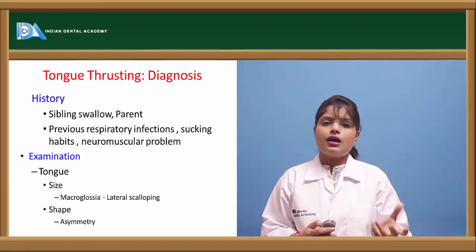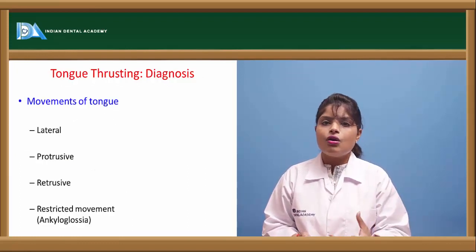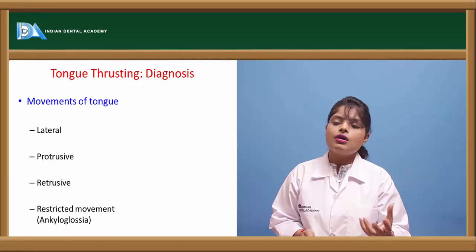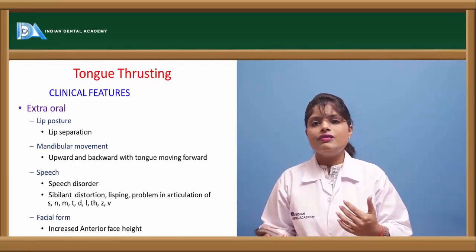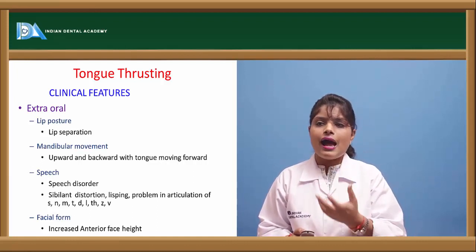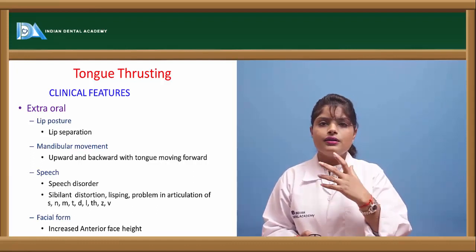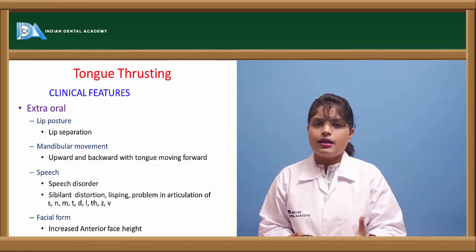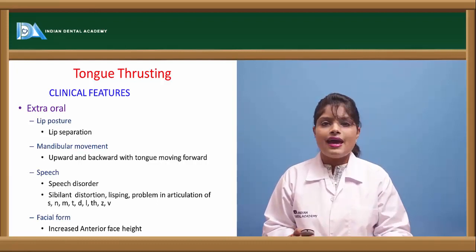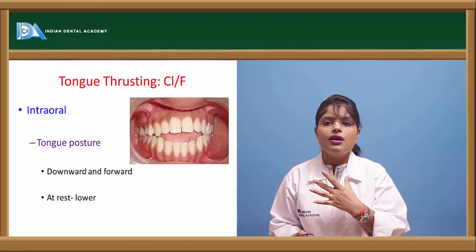So, on examination, the tongue may have lateral indentations, may be hypertrophic, may be excessively big. There will be macroglossia in the tongue, and anterior, forward, lateral movement of the tongue will be possible. The other clinical features will be the extraoral features like the lip posture, the lower lip will be hypertrophic, or there will be separation between the lips. The mandible will be moved forward and downwards in the case of tongue thrusting. There will be speech disorders and pronunciation of certain consonants like S, V, F, D will be improper. There will be an increase in the facial height or the facial angle.